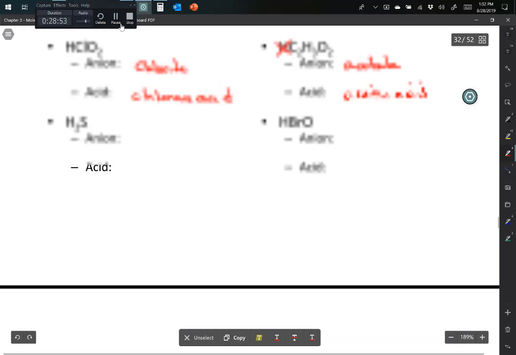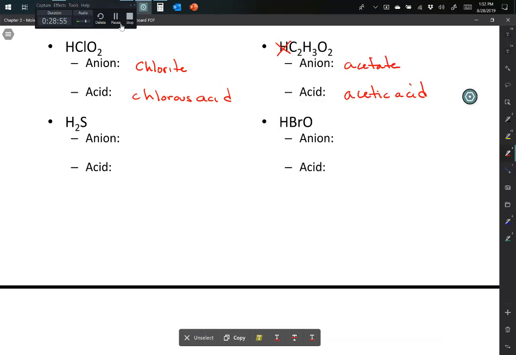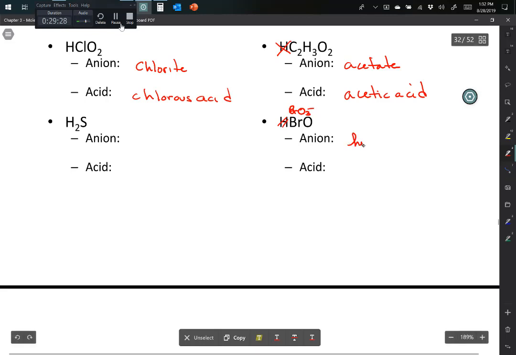Okay. So what about HBrO? What's BrO minus? Is it bromate, bromite, or hypobromite? It's hypobromite. You have to remember when you do these, oh, I know this is the 8. That's 2 below. So that's bromate, bromite, and then hypobromite. Remember we talked about that rule the other day. So this is hypobromite.